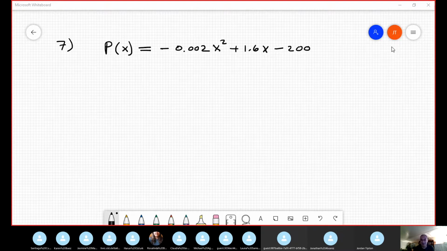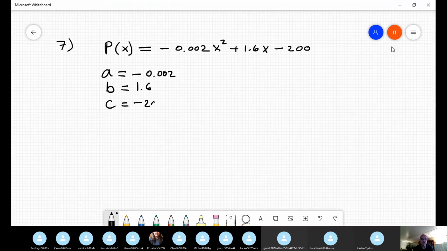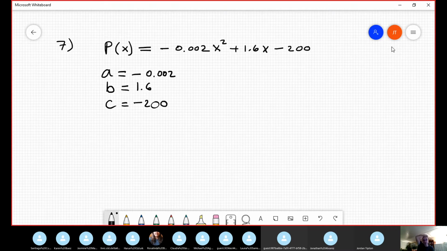Identify that it is expressed in standard form, and also identify that a is equal to minus 0.002, b is 1.6, and c is negative 200. I also see that this is a parabola that opens down. How do you know it opens down? Because a is negative. And the maximum, which the problem asks to find, occurs at the vertex.